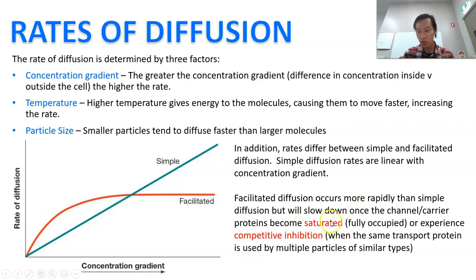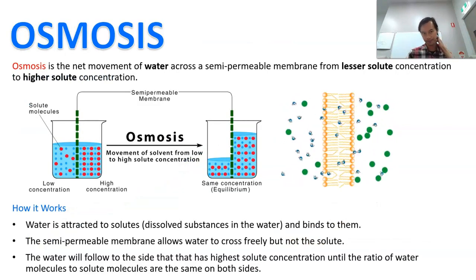Along with saturation, they can also experience competitive inhibition. Competitive inhibition is when the same transport protein is used by different types of molecules at the same time. In other words, the molecules are competing, and that competition is stopping them from using that channel.